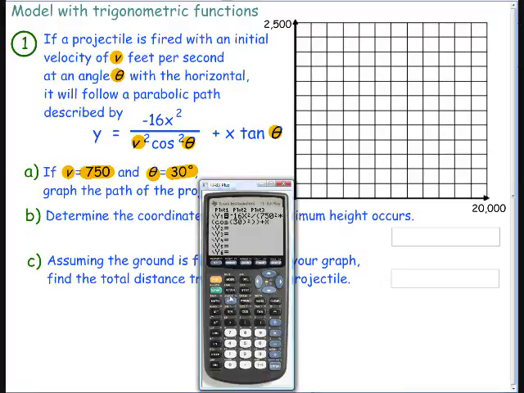This is a quadratic, isn't it? When you've got x squared, it's a parabola. And of course, we know it's going to open downward because this is negative. Oh my goodness, this is great. Tangent of 30 degrees. Okay, now let's graph that and see what it looks like.